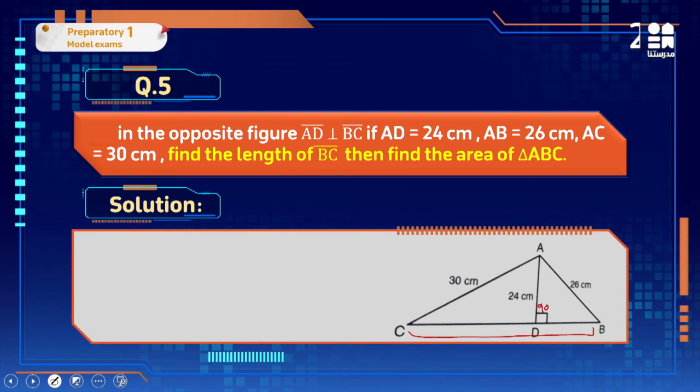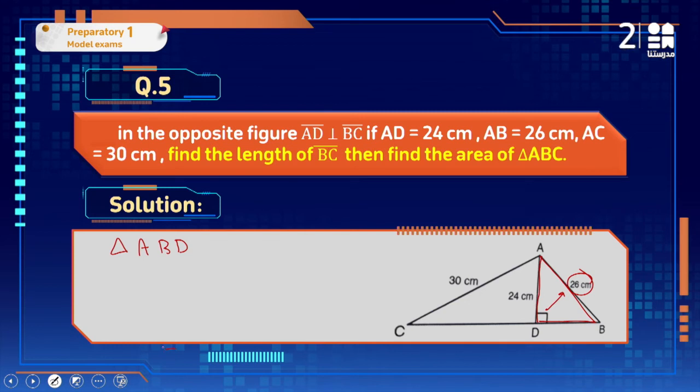How can we find the length of it? Here we have two triangles. The first one, let's make it with red. We are going to work on the first one: A, B, D. In triangle ABD, the hypotenuse is given, which is 26. It is a right triangle, so we have to apply the Pythagoras theorem.